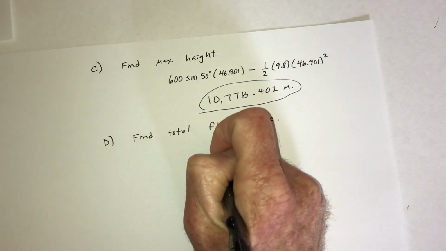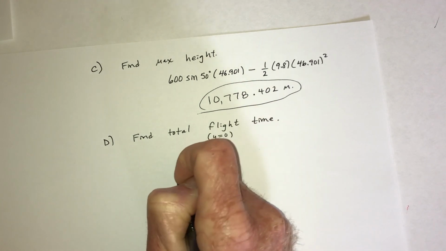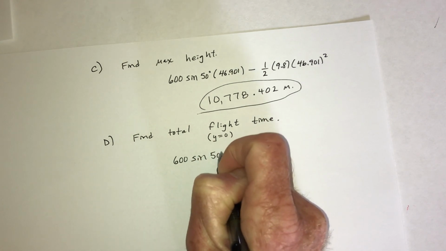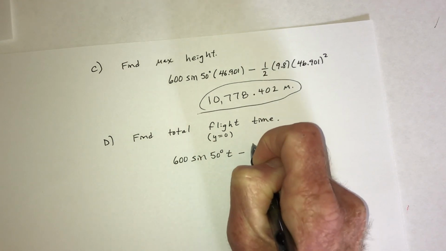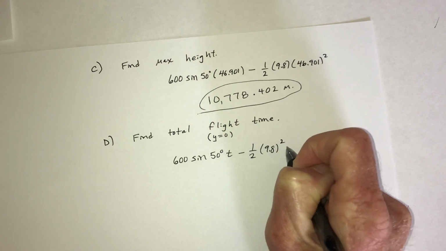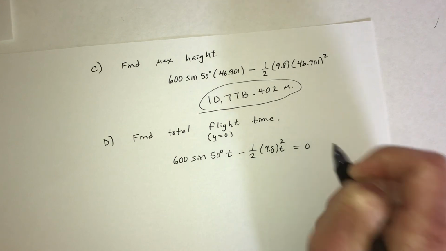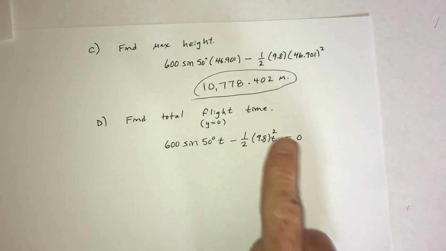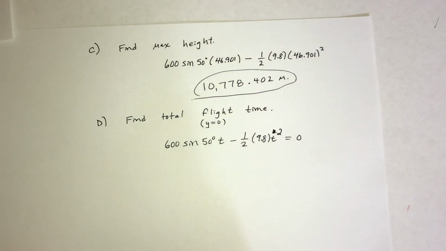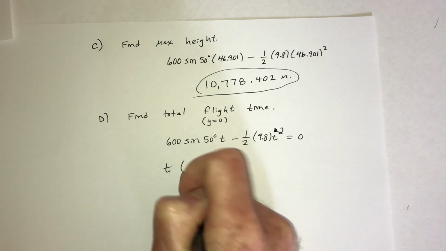So in other words, put the y value equal to 0. That is 600 sine of 50 degrees t minus 1/2 9.8 t squared. Oops, I forgot the t. T squared equals 0. Well, since I don't like that squared right there, it's supposed to be right there. Since this has t and this has t, you could factor out t.